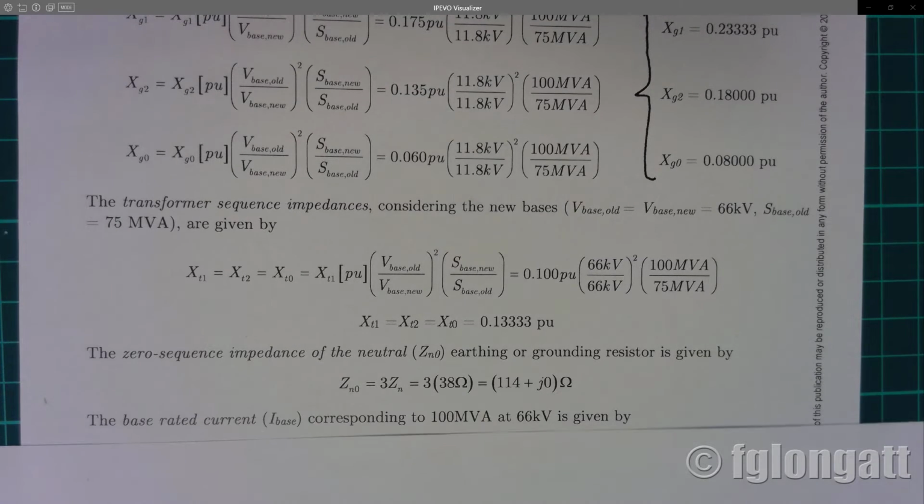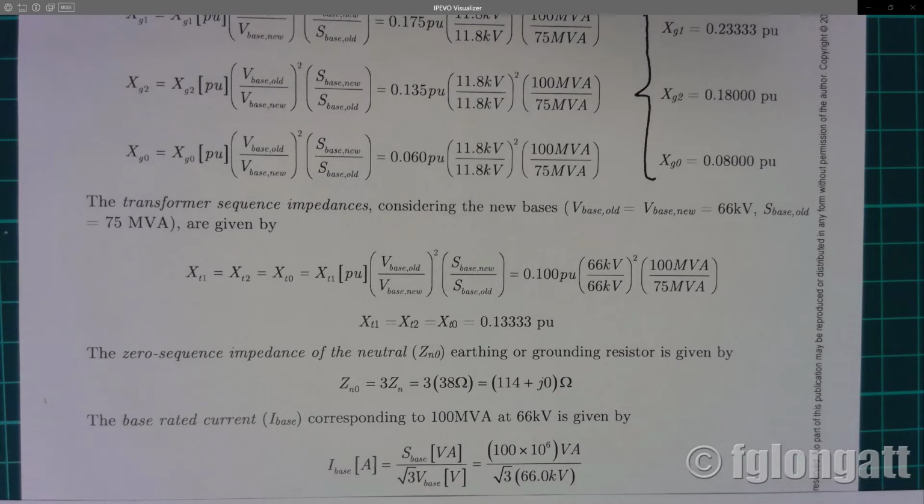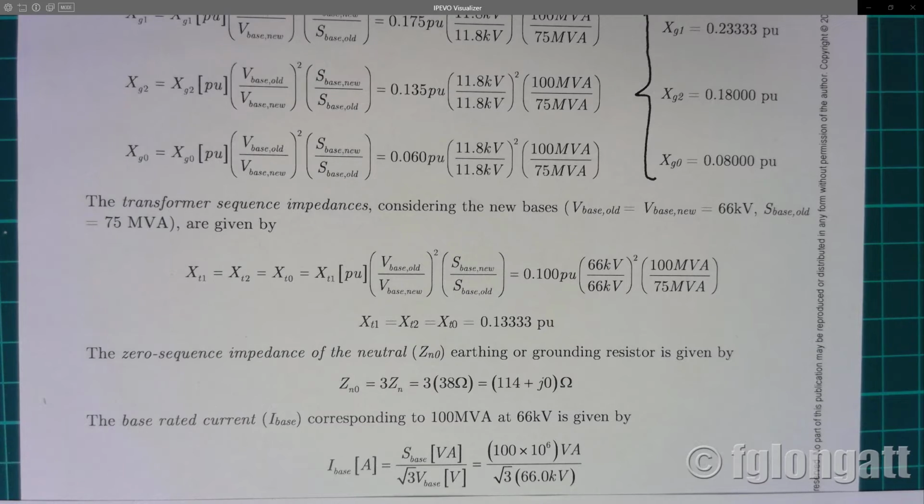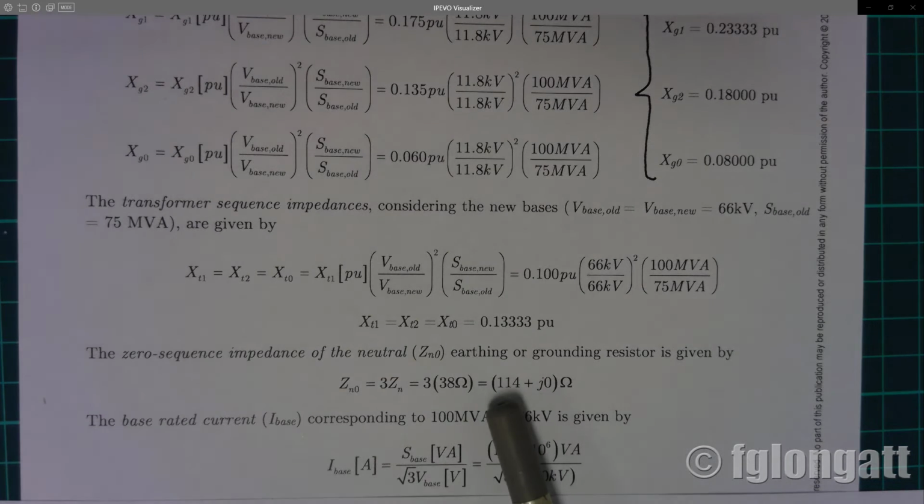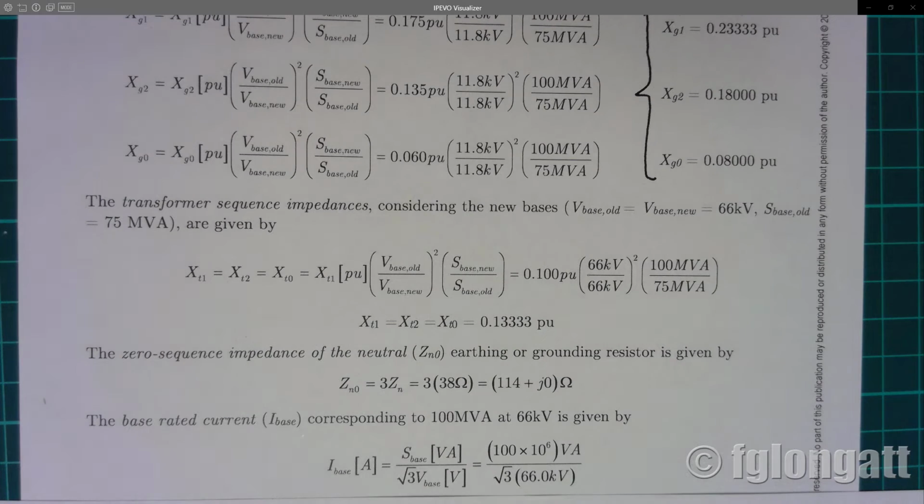However, we cannot use the 114 ohms directly because we are using per unit values. As a consequence, we need to convert these 114 ohms into the per unit system. And the best way to do that is dividing the real value, 114 ohms, by the impedance base, okay?